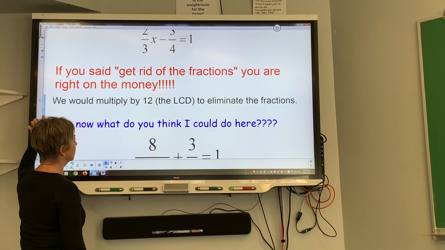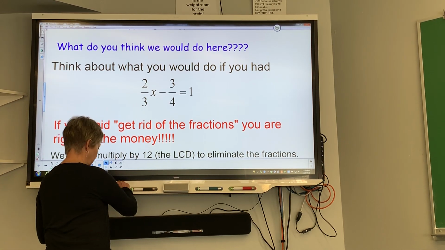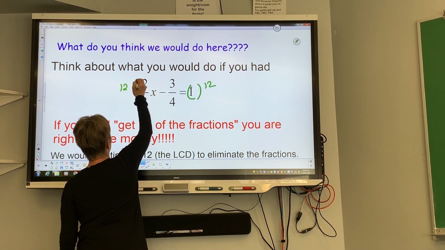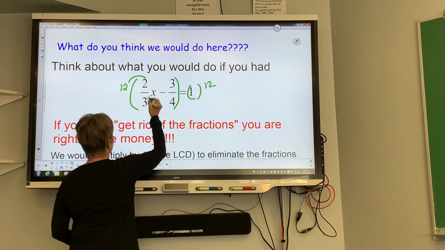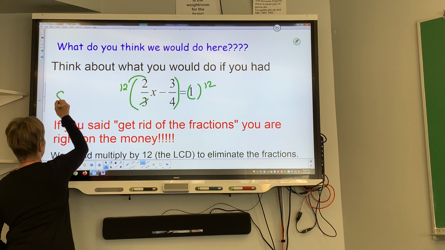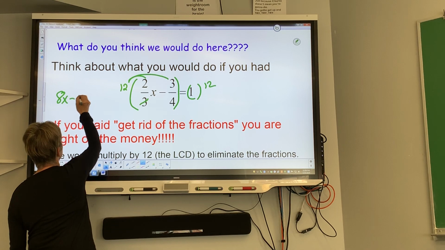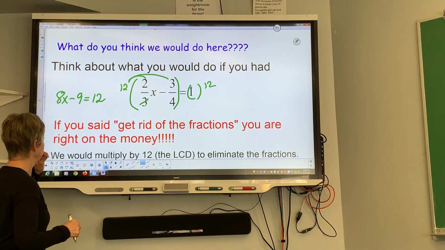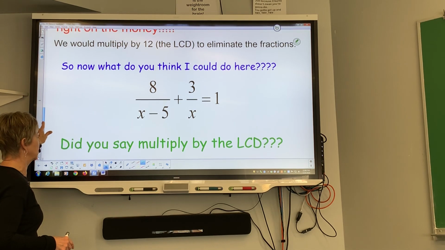Well, we're going to multiply by the least common denominator. So in this case, particularly here, I would multiply both sides of the equation by 12. Because why do I choose 12? Because now when I multiply, 3 will cancel in the 12 and leave a 4, and 4 times 2 would be 8x. 12 times 3/4 is 9, and then I get 12, and then that's a very easy equation to solve.